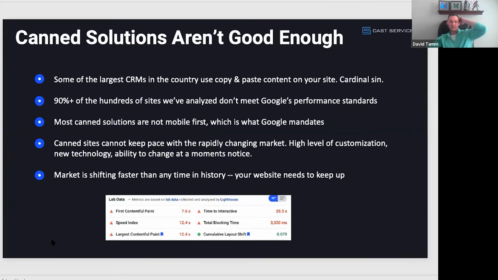So 90% of the hundreds of sites that we've analyzed, we're getting close to 1,000 that we've done actual audits on, don't meet Google's performance standards, i.e. load in 2.5 seconds or faster for their LCP, okay? And I'm gonna show you a bunch of those real world screenshots from real world sites that we've looked at, where failing is normal in the real estate industry when it comes to website performance. Okay. Is all this making sense so far, Johnny?